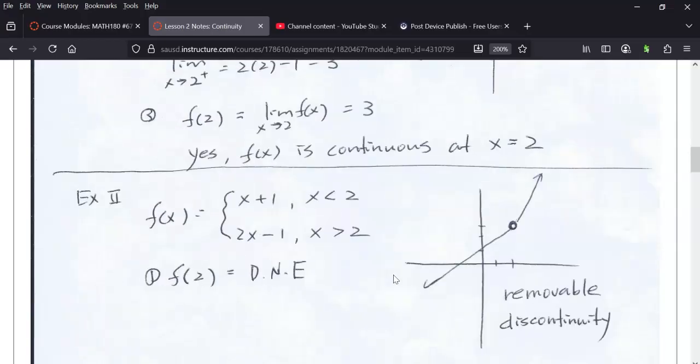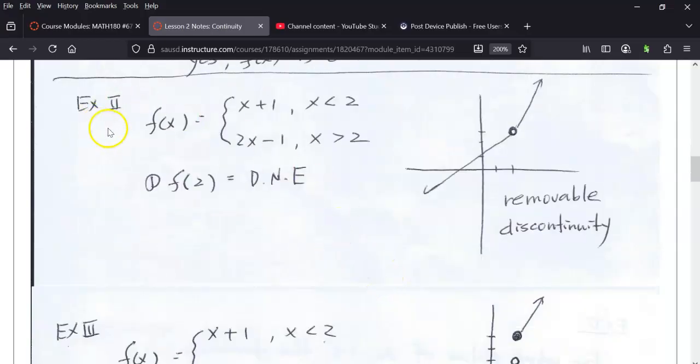Okay. Now let's look at another example, example number 2. You have the same equation, except the equal sign is missing here. If the equal sign is missing, that means f of 2 doesn't exist. You already failed the first condition. If you look at the graph, this is what it looks like. Same as before, you follow the bottom line here, the bottom line is x plus 1. But at this point, there's a hole because f of 2 does not exist. Then you follow the second line, 2x minus 1.